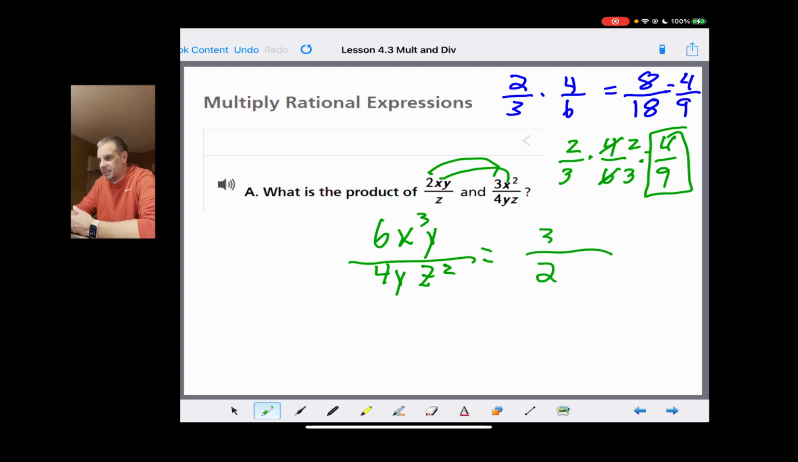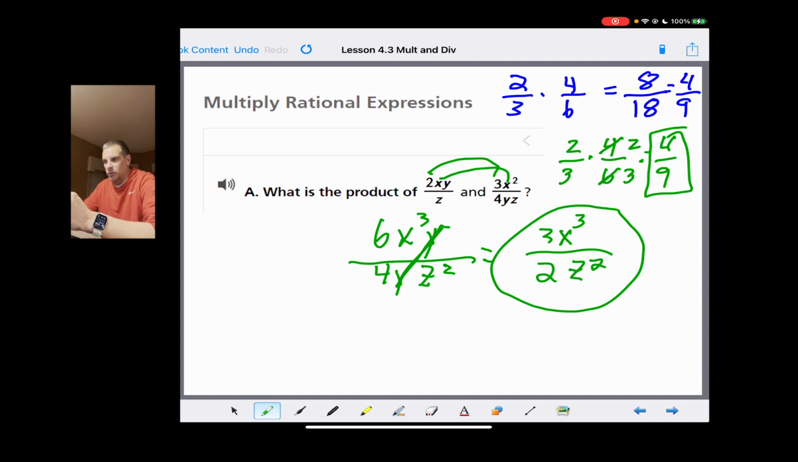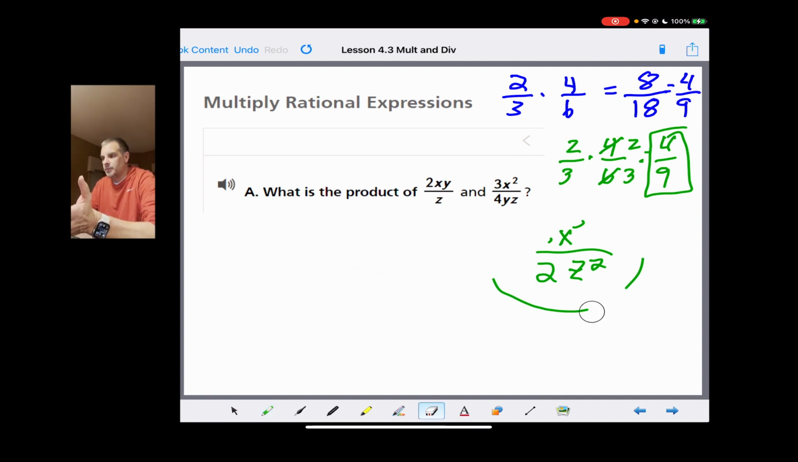I don't have any x's in my denominator. My y's, I've got one y on top and one y on the bottom, so those are going to go away. And then we've got that z squared in the denominator. So that's our solution. Certainly one way to do it. And anytime I've got 2 monomials, I just find it easier to do that way. Doesn't mean that that's how you have to do it. If you wanted to do the reducing prior to, there's certainly nothing that says you can't do that.